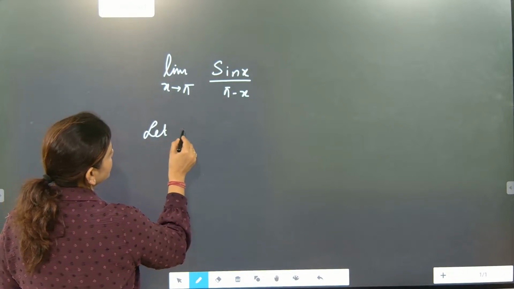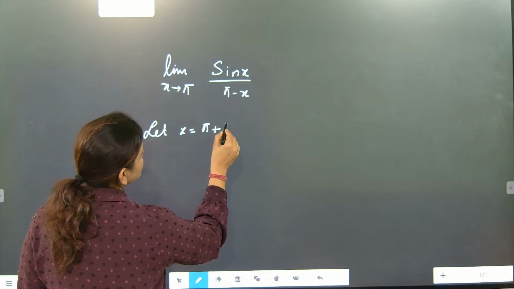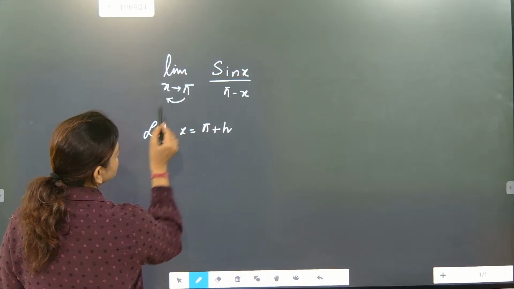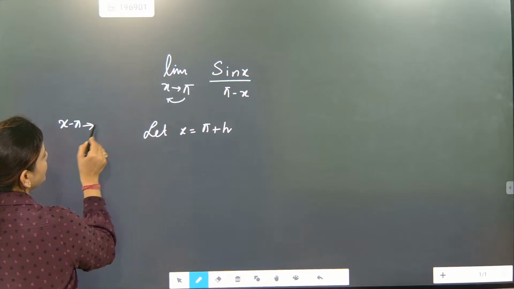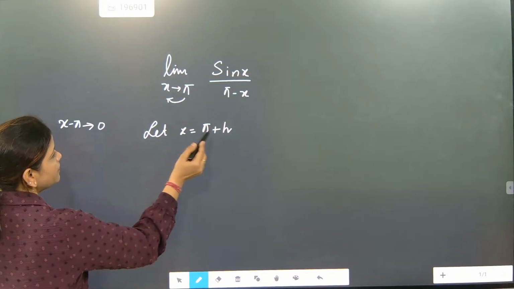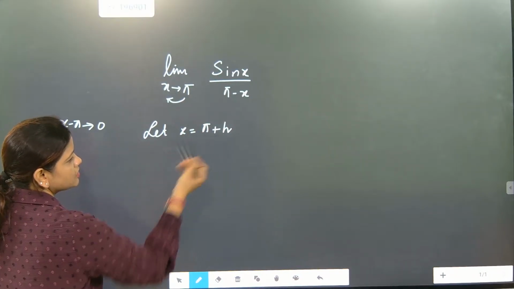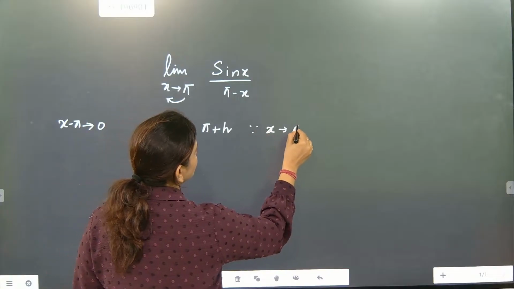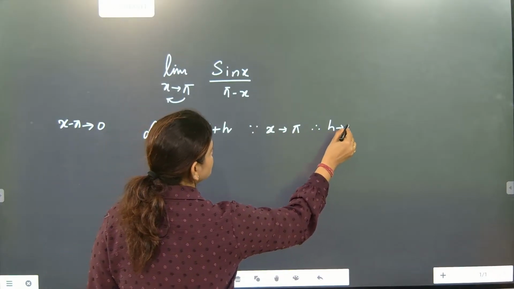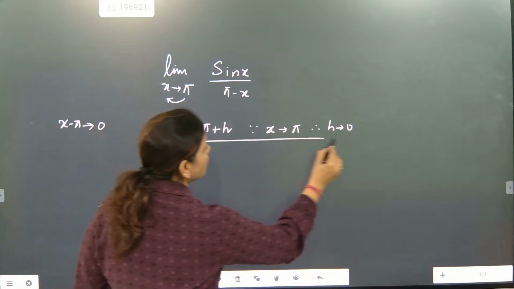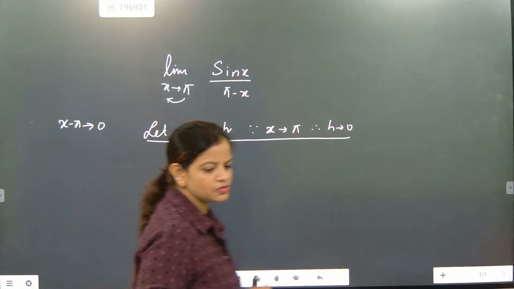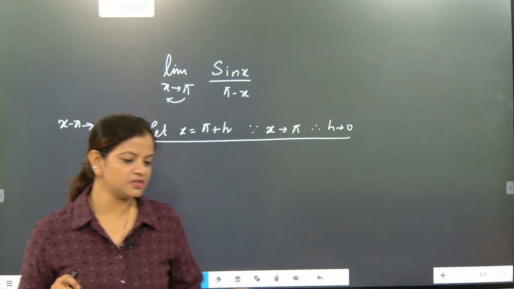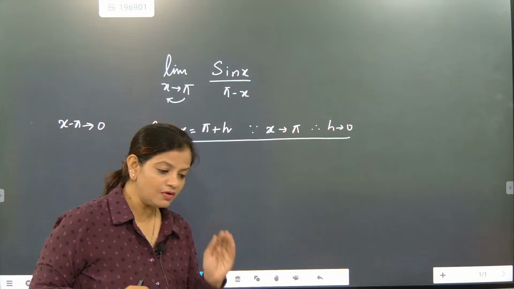So let x is equal to pi plus h. Because pi will shift to this side, it will become x minus pi and that will be tending to 0. So we will take whatever is there. x tends to pi means x is equal to pi plus h. We will write like this, and since x tends to pi, therefore h tends to 0. So this is the information we are always going to write. See, your aim is to write the board exam plus your aim is to write competition also. In both the formats, these things are working. So very carefully solve these type of questions.